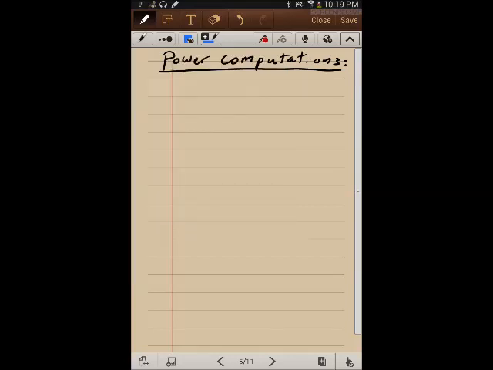Okay, now we will talk about the power computations. The first concept that we will talk about is called instantaneous power.